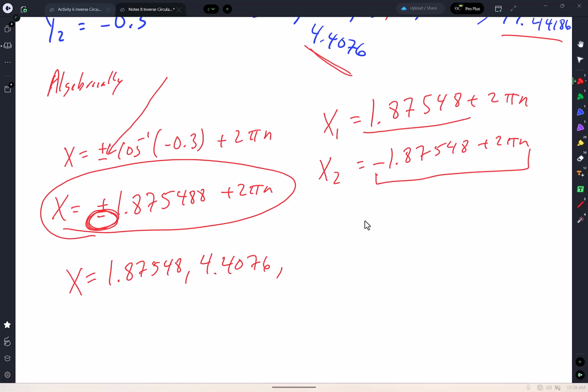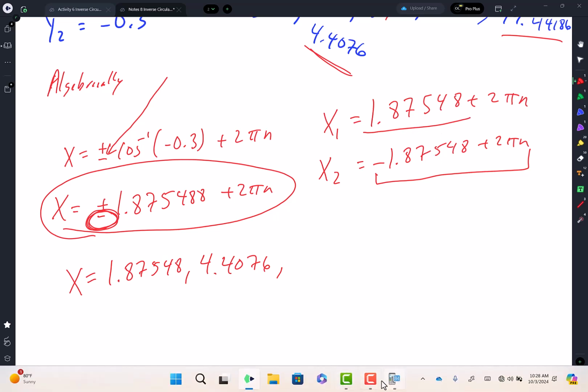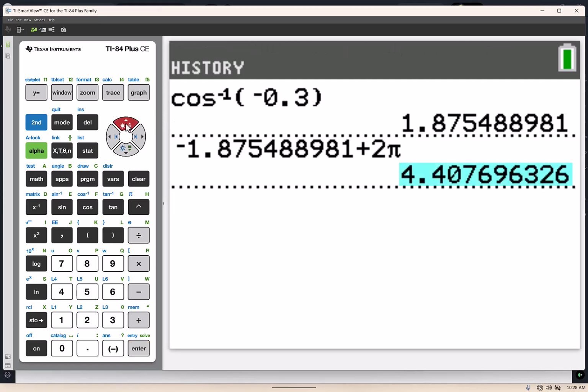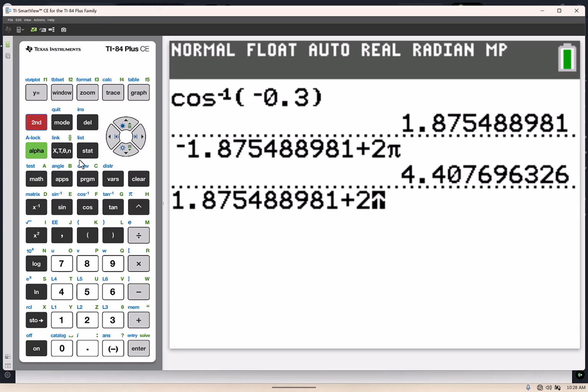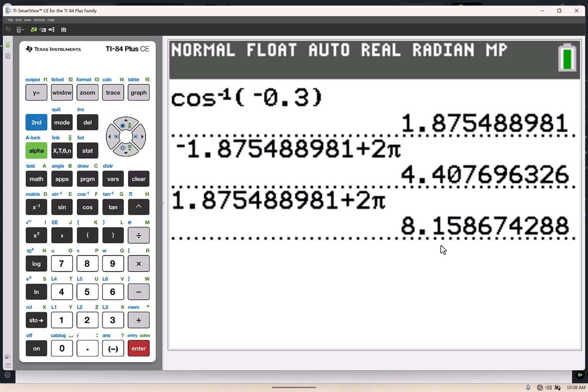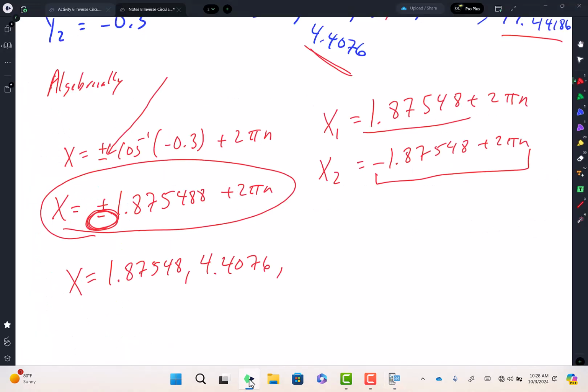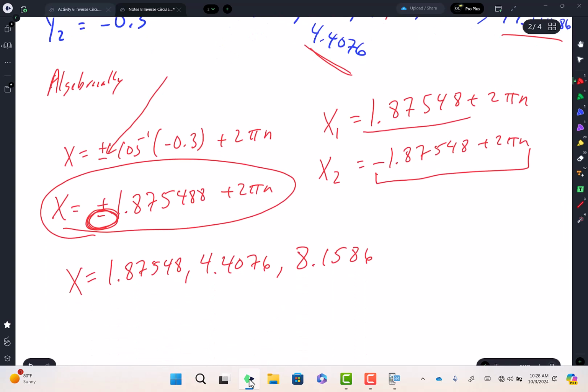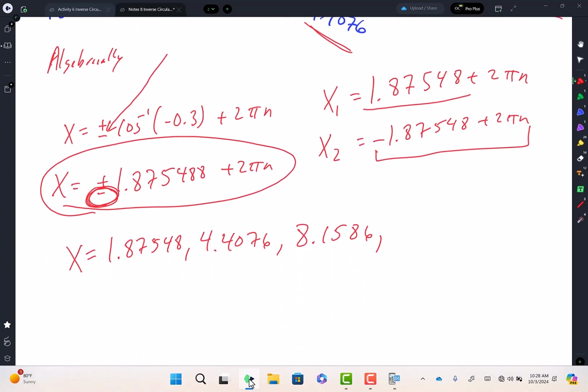All right. How am I going to get the third one? Add 2 pi to which one? To the negative or to the positive? To the positive 1.87. So I'm going to take my calculator. I'm going to scroll up to the 1.875. I'm going to push enter. I'm going to go plus 2 pi. Enter. 8.1586. Let's see. Table. Yep. Good job, table 3.